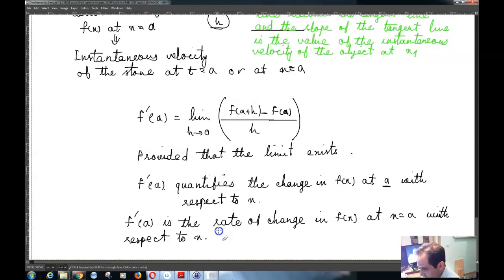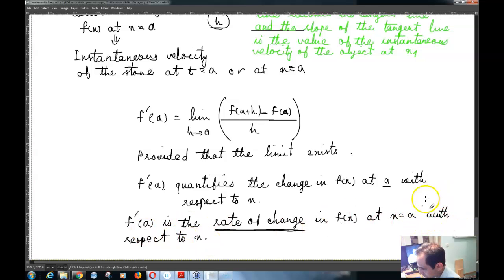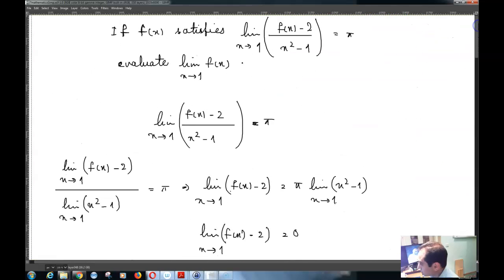Now, this is the rate of change in f of x, in basically the position of that stone at exactly the point x is equal to a, with respect to x, meaning based on the changes that are happening to time, as time is going by. Basically, what is the rate of change in the position of that stone? And to make it a little bit more abstract, you can say that f prime of a is the rate of change in f of x at x is equal to a with respect to x. Okay, so that is that.